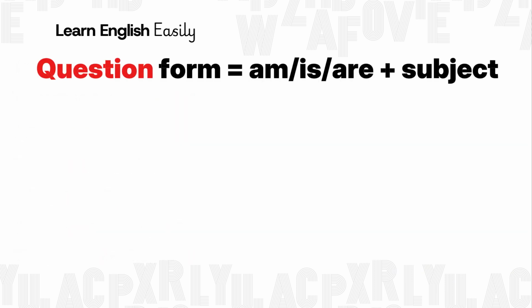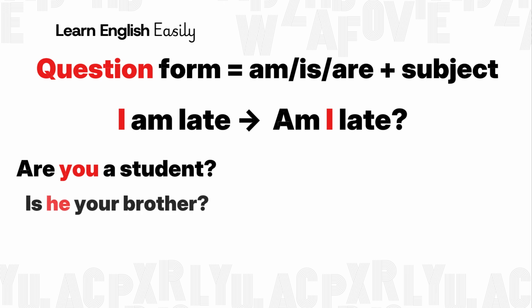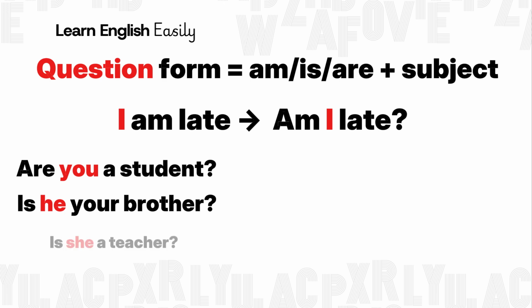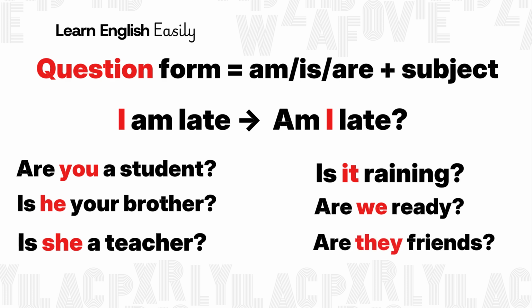Now, how do we make questions? We simply move the verb to be before the subject. For example, am I late? Are you a student? Is he your brother? Is she a teacher? Is it raining? Are we ready? Are they friends?